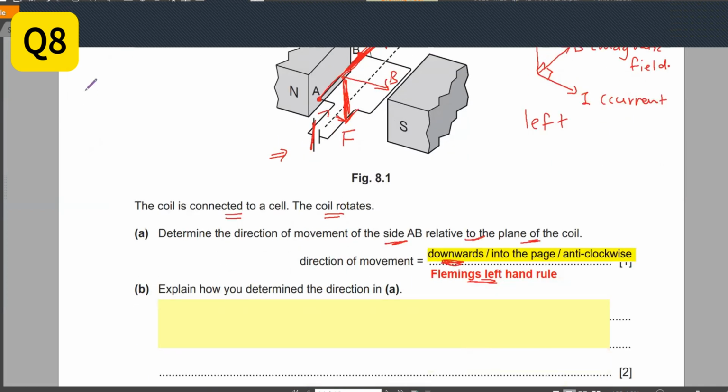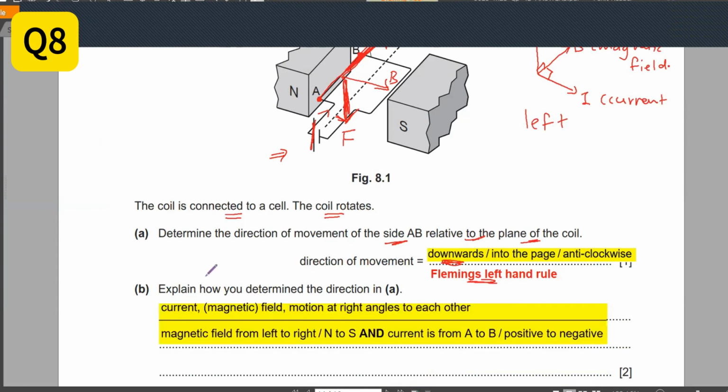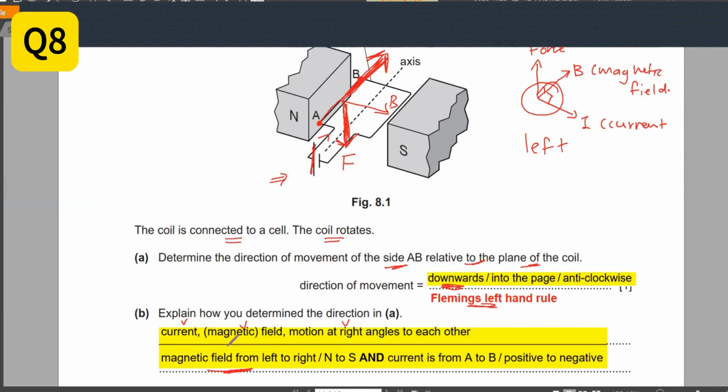How do we determine the direction? Fleming left-hand rule: current, magnetic field, and motion will be at right angles to one another. Magnetic field will be from left to right, north to south, and then current will be from positive to negative. So that's the main idea. Automatically, the last direction will be the F, which is pointing downwards.